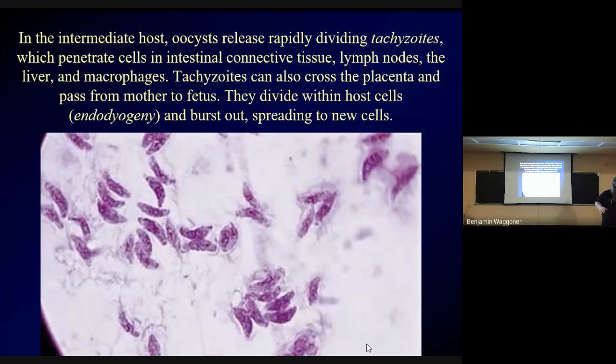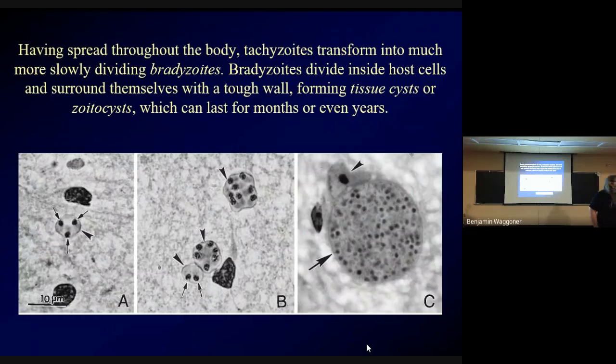The tachyzoites penetrate cells in intestinal connective tissue, lymph nodes. They can get into your liver. They can penetrate into white blood cells, the macrophages, and so be spread throughout the body. And these are the ones that can cross the placenta and infect a fetus. They will penetrate host cells, divide inside them, and burst out and spread to new cells. So the tachyzoites spread rapidly, they divide fast, they spread through the body. Once they've spread, they'll start transforming into a much more slowly dividing stage called a brachiozoite.